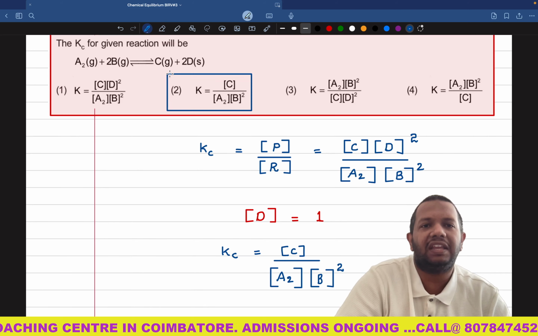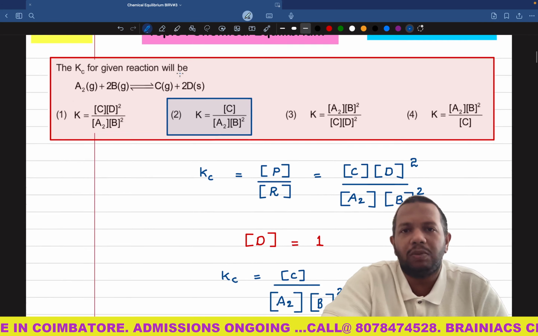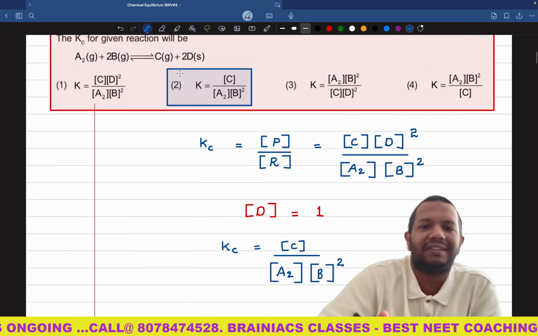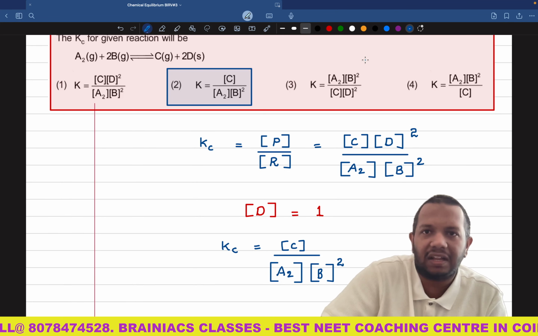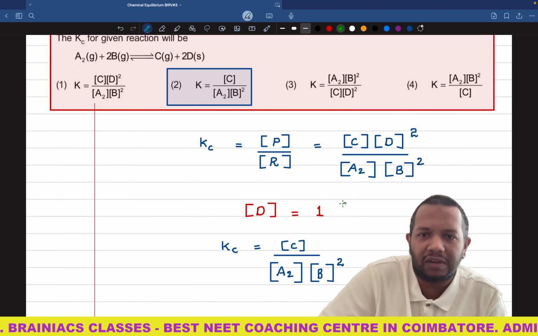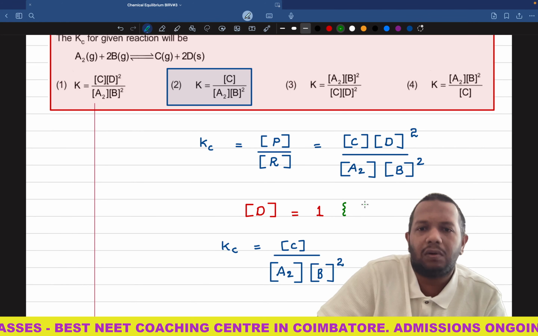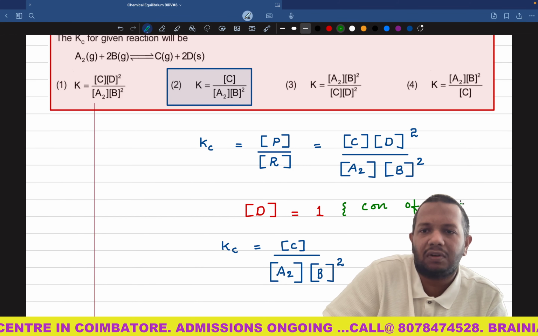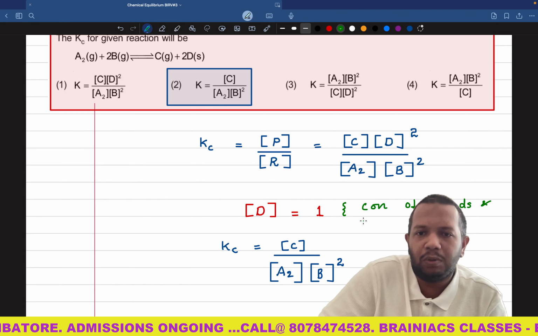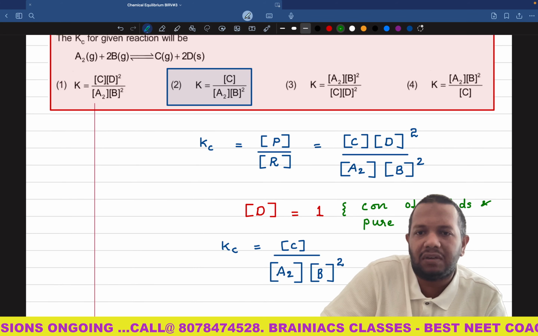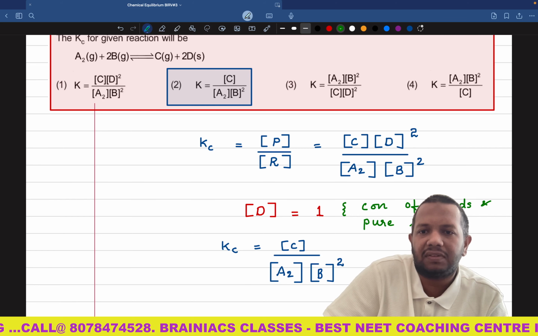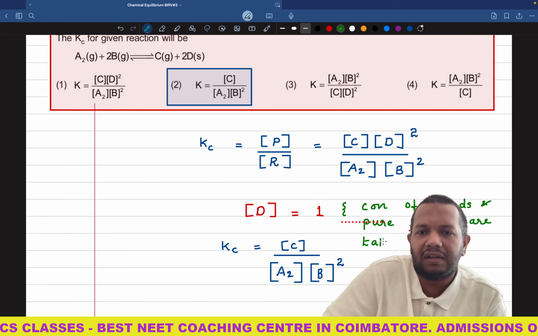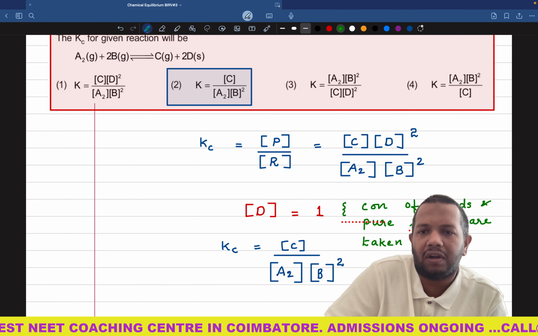Please understand, in the NEET exam, while you are doing problems, you may be in a hurry to solve the question, so you may miss out this point. Please remember, I am writing here as an important point, so that while you are doing the revision, all these points come to your mind: concentration of solids and pure liquids are taken as 1.